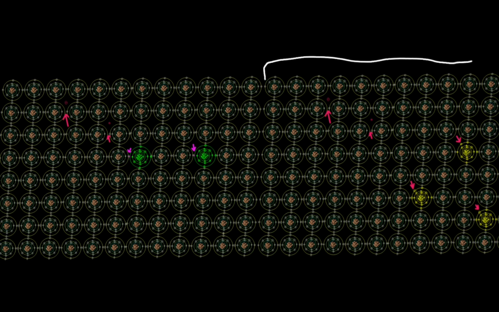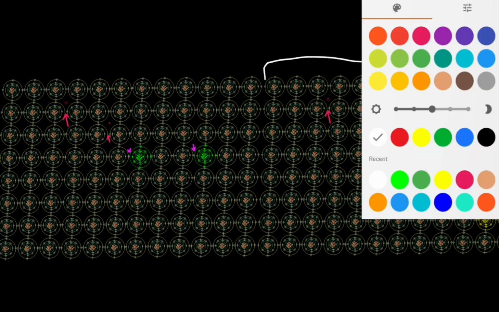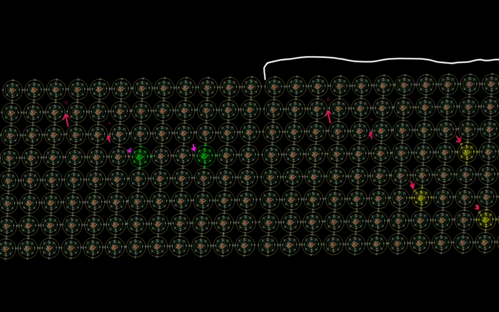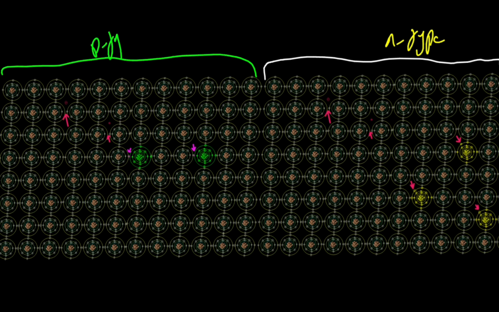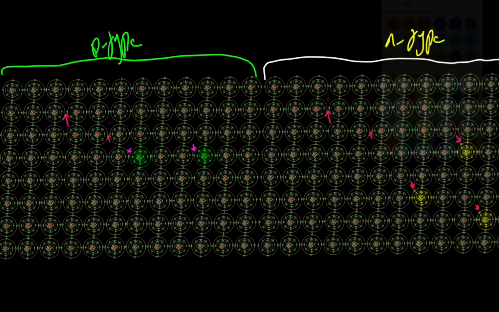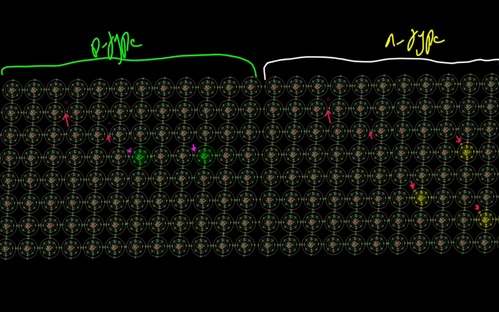So here would be the n-type. Let me just change my color. This would be the n-type, and this part would be the p-type. So in the n-type, the concentration of electrons is more than in the p-type. So we would have the movement of electrons from the n-type to the p-type because of what we call diffusion. I want to show you what this diffusion is by using a simulation.